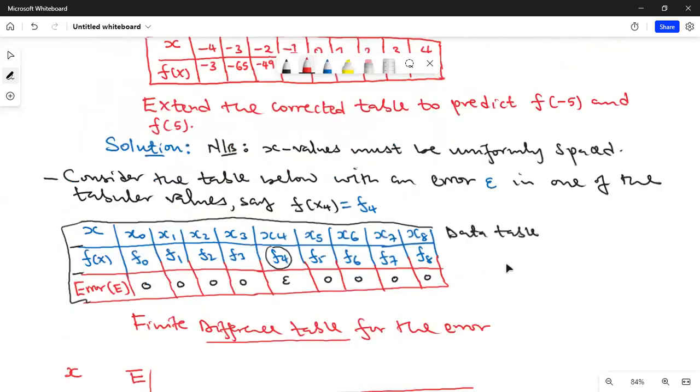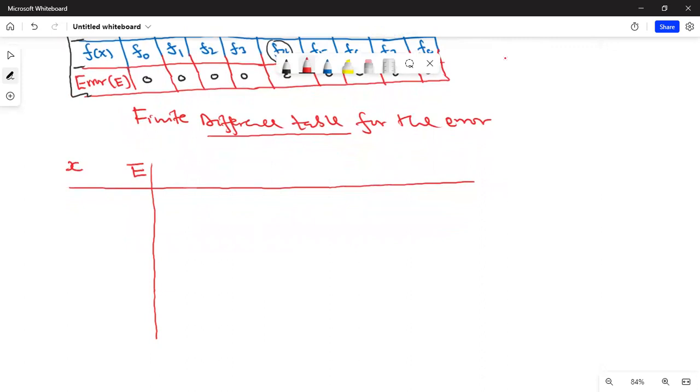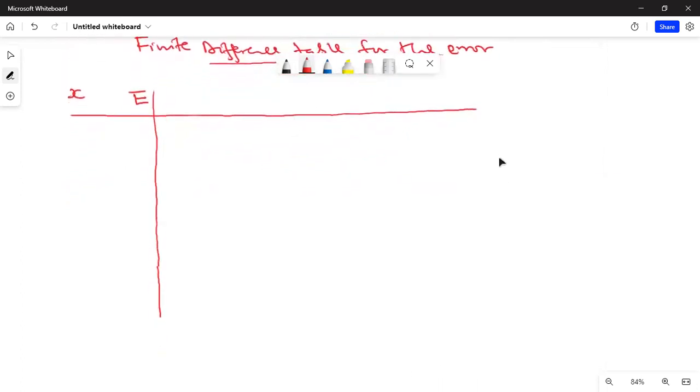So we have x0 all the way up to x8. So I'll list them down here. Let me extend this vertical line, because my data points, the tabular values, are so many. So we'll have here x0.